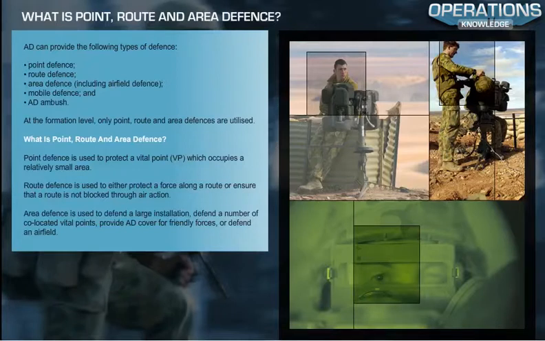AD assets can provide point defence, route defence, area defence including airfield defence, mobile defence, and AD ambush. However, at the formation level, only point, route, and area defences are utilised.